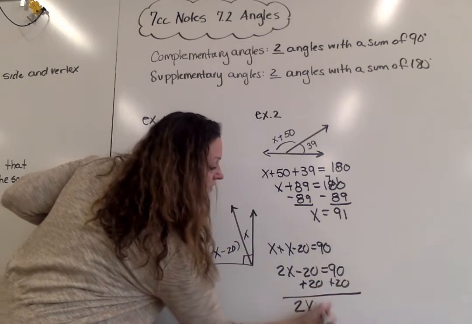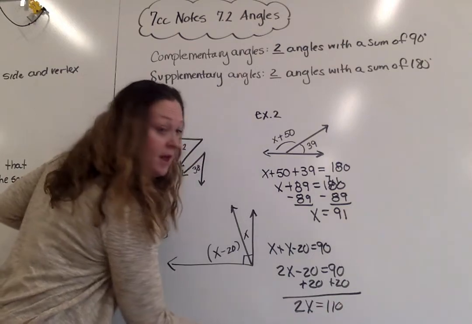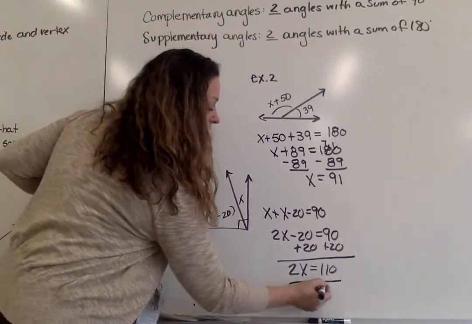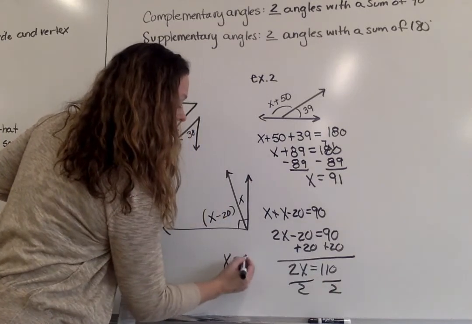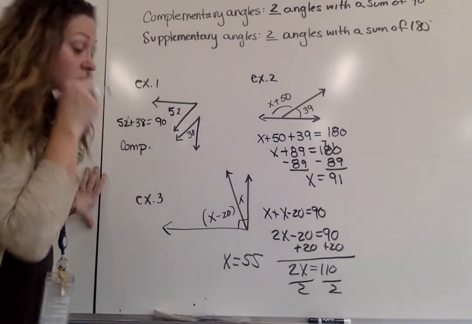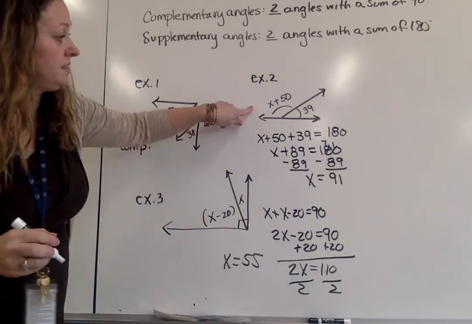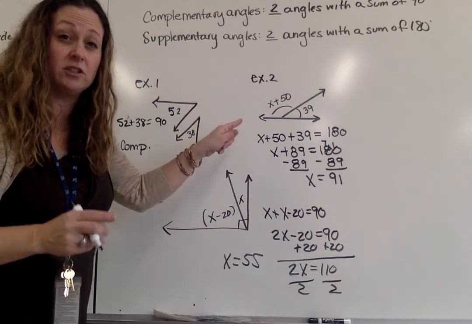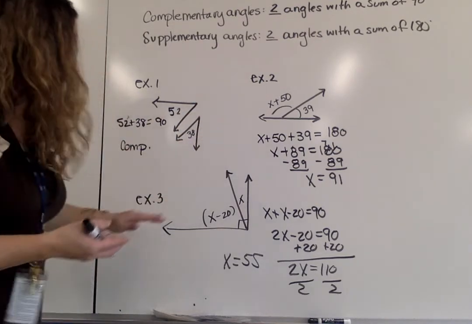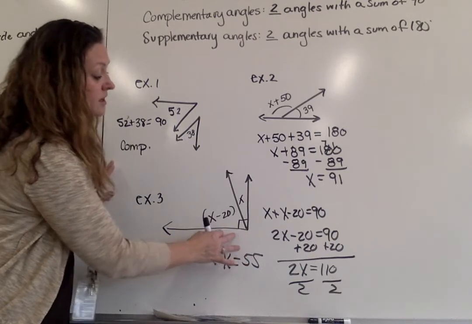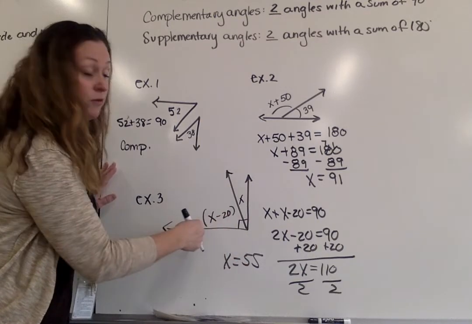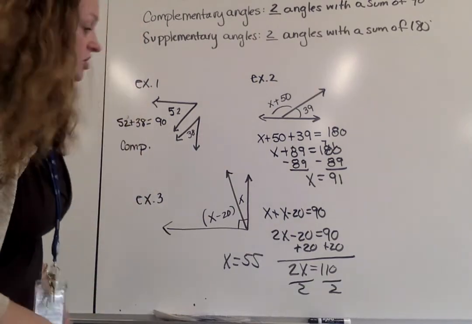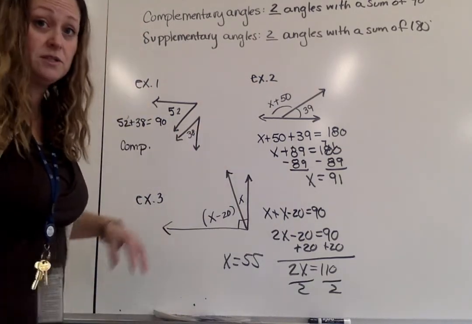I now have 2x equals 110. I divide by 2, x equals 55. So, in example 2, I had a sum of 180 because they are adjacent angles that are straight lines, which means they're supplementary. In example 3, they're adjacent angles that are part of a right angle, which means they equal 90. So I've added them up to something different each time, setting up my equations and solving.